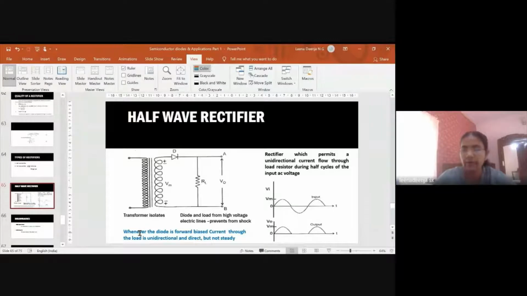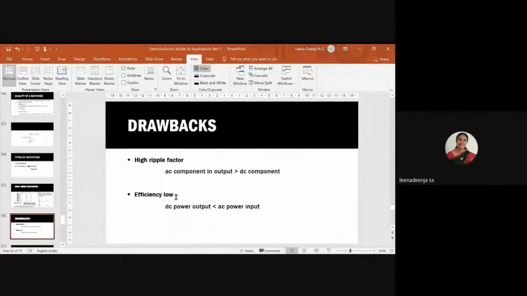So whenever the diode is in forward biased condition, current through the load, current through this load resistance RL is unidirectional. That is always from A to B. But we can see that this is not steady. It is fluctuating.